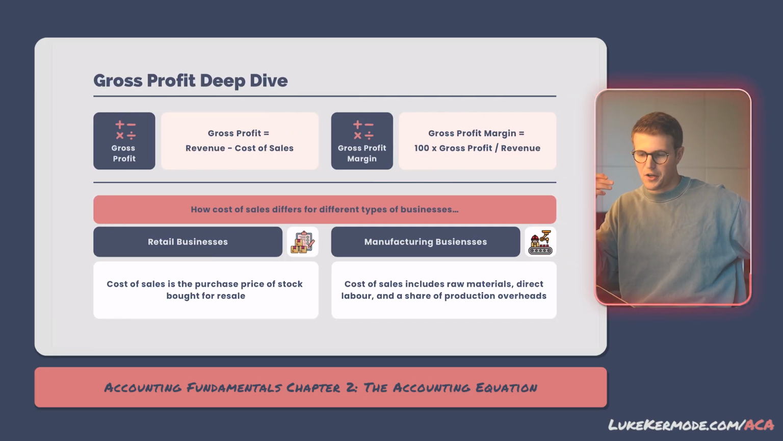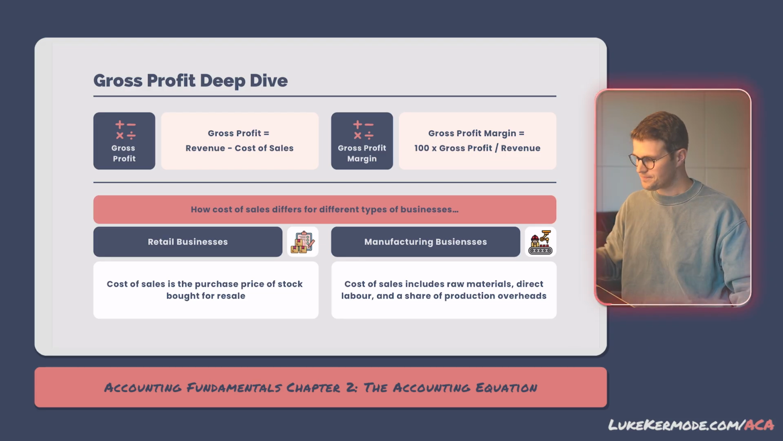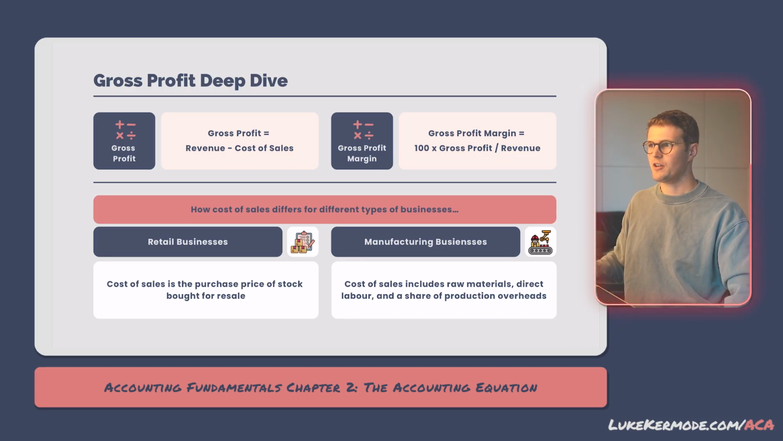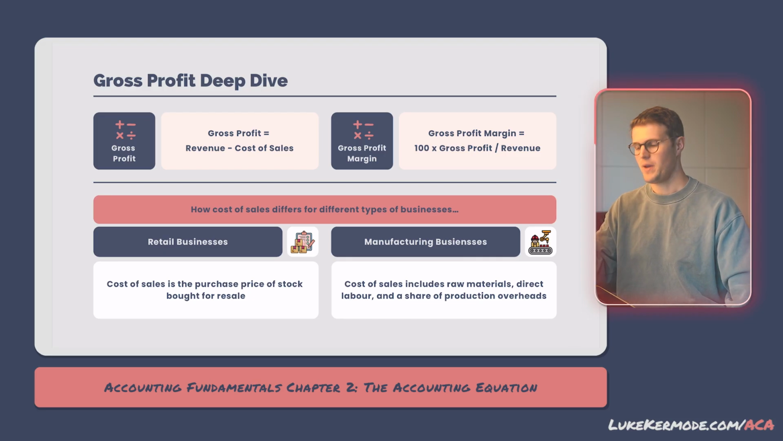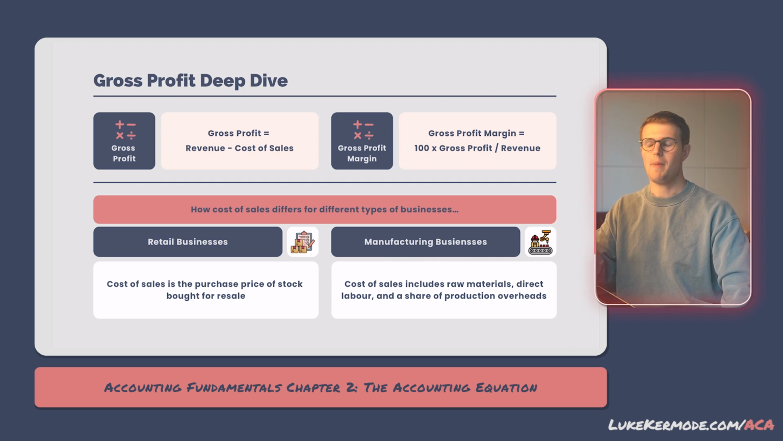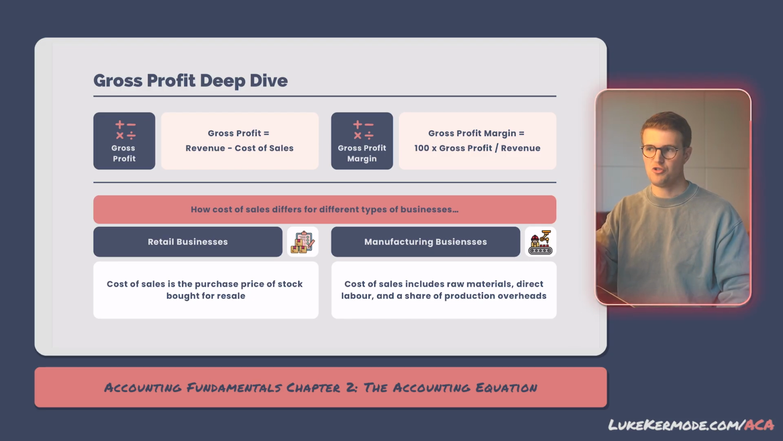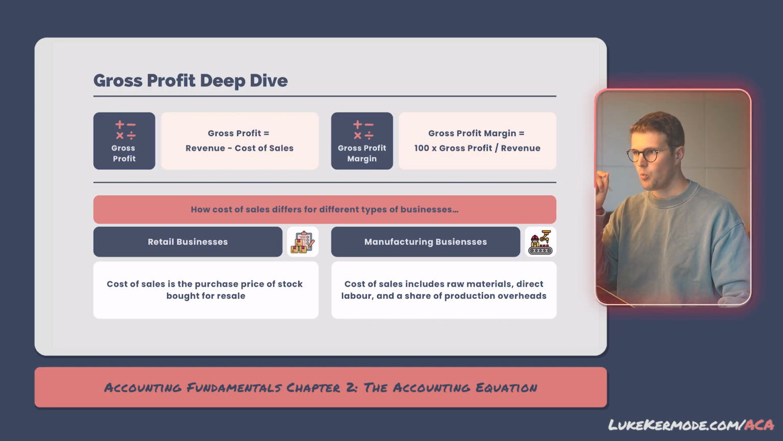Let's now take a closer look at gross profit and how it connects to gross profit margin. As we discussed on the previous slide, gross profit represents the difference between sales revenue and the cost of sales. Put simply, it tells us how much profit the business is making from the sales of its goods before deducting other indirect expenses like rent, wages, or administrative costs. But what goes into the cost of sales really depends on the type of business we're looking at.